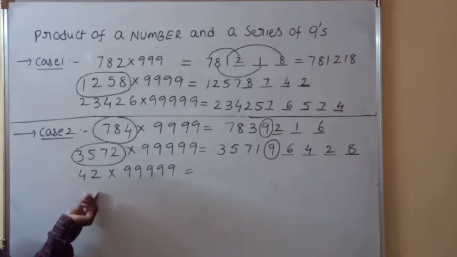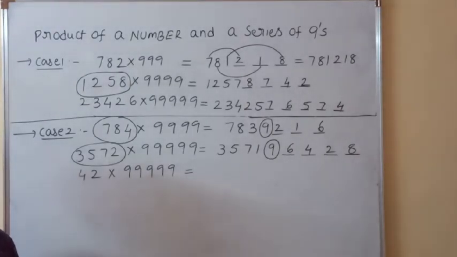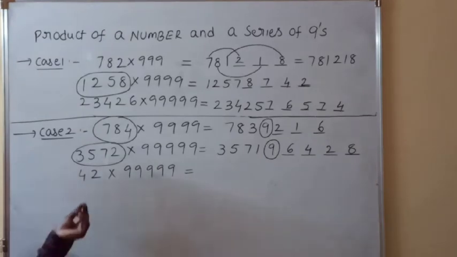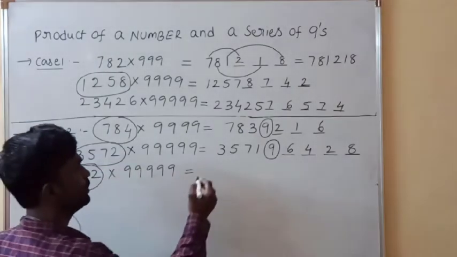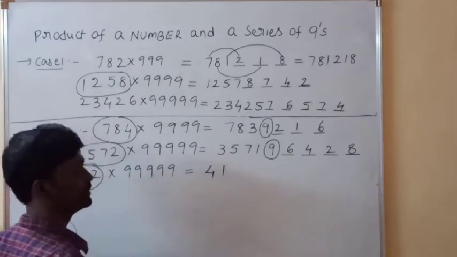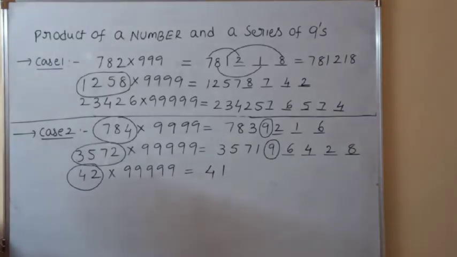Now next, 42 into 5 nines. So 2 plus 5 how much? 7. So you need to get 7 digit number. Okay. So same, given number is what? 42. 42 minus 1? 41.